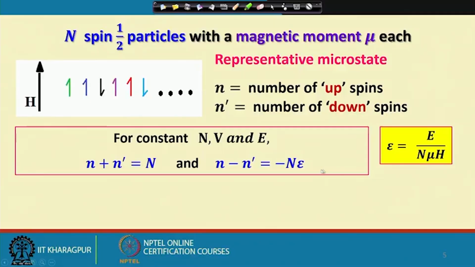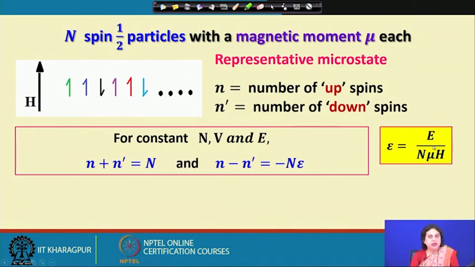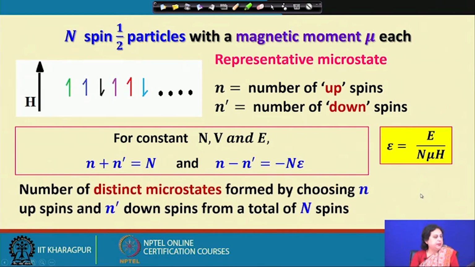Now, in this case, please remember that we have put in this definition that epsilon is equal to the total energy E, which is a given constant, then capital N mu h. So, in this particular case, the other reminder that I have for you is that the number of distinct microstates are formed by choosing these numbers small n and n prime from a total of capital N spins. So, small n of them will have up spins. So, automatically n prime, that is capital N minus small n, will have down spins.